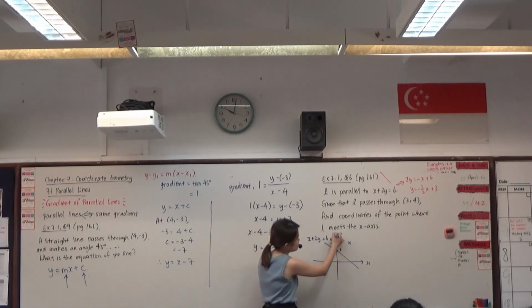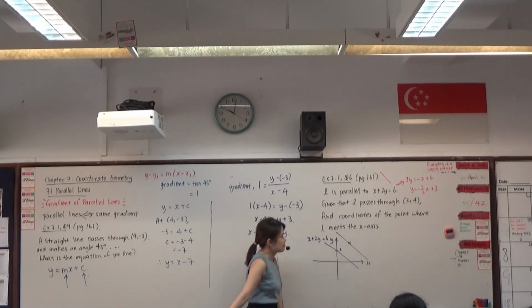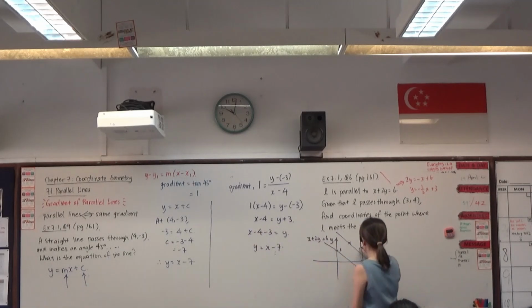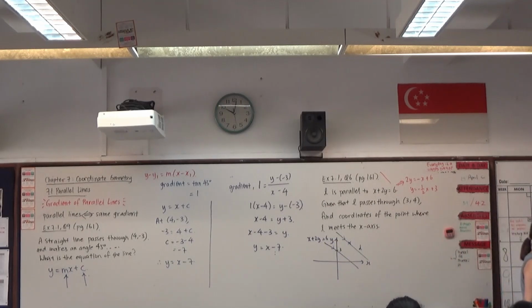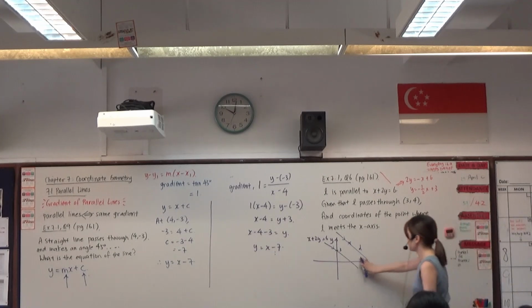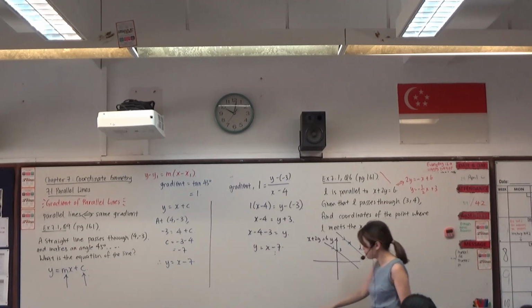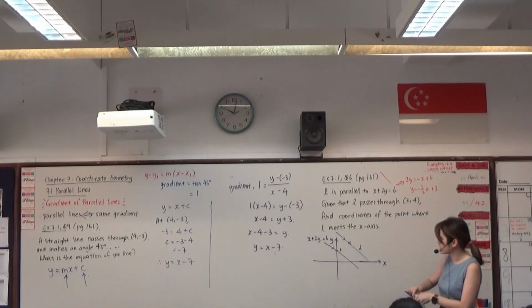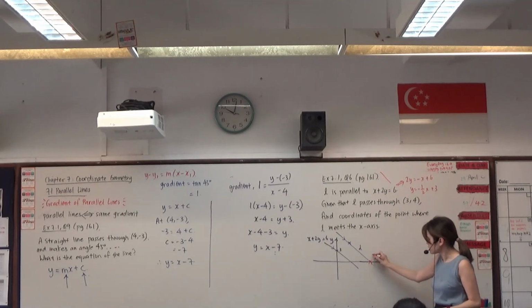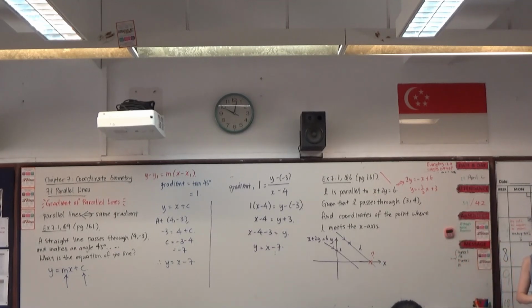Hence my line L might look something like that. I hope I drew it parallel. Okay, parallel line. What the question wants is we want to find the coordinates whereby the objective is to know what is this coordinate here. Okay, so I've illustrated for you what this question is asking.